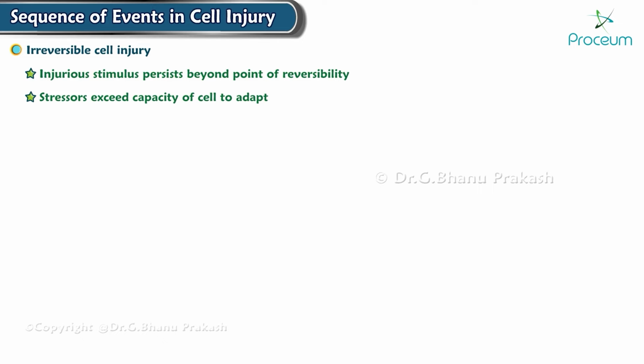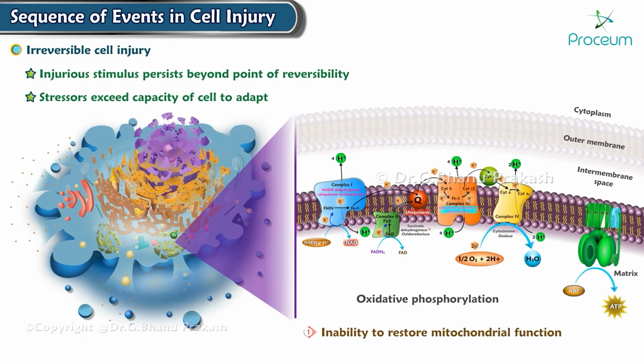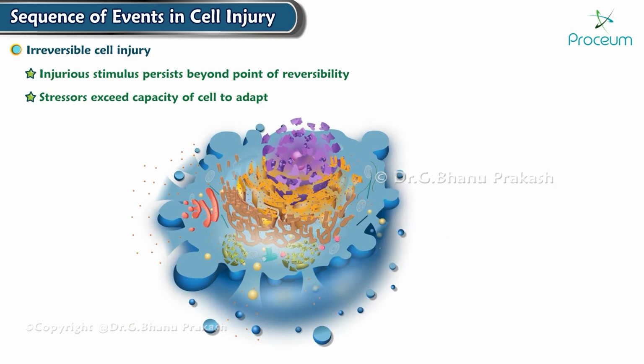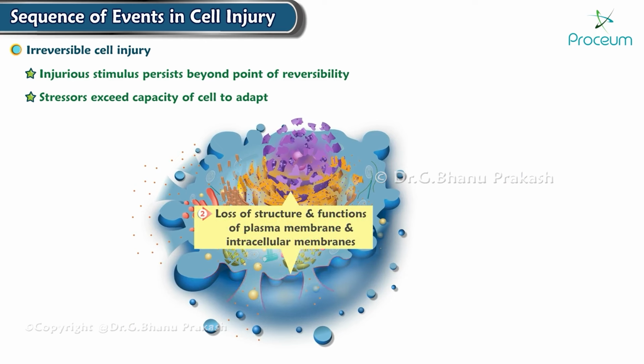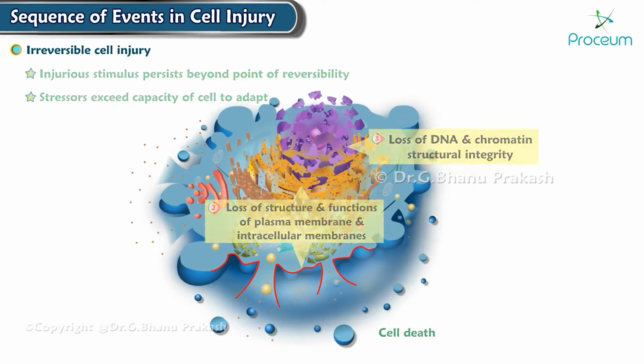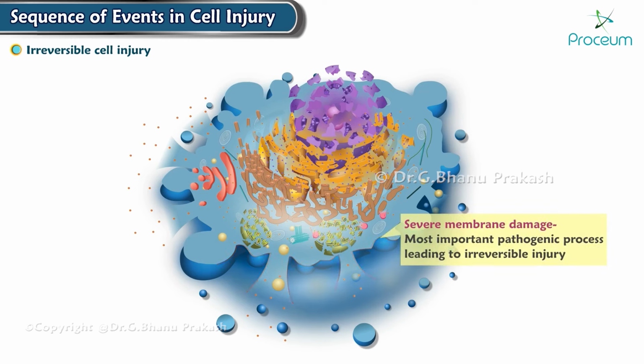adapt, there is inability to restore mitochondrial function, such as oxidative phosphorylation and ATP generation, despite resolution of the original stimulus, loss of structure and functions of the plasma membrane and intracellular membranes, and loss of DNA and chromatin structural integrity. Irreversible cell injury occurs, and this leads to cell death. Severe membrane damage is the most important pathogenic process leading to irreversible injury.